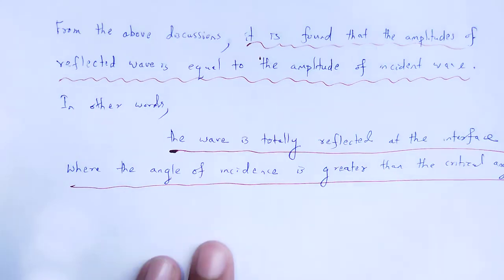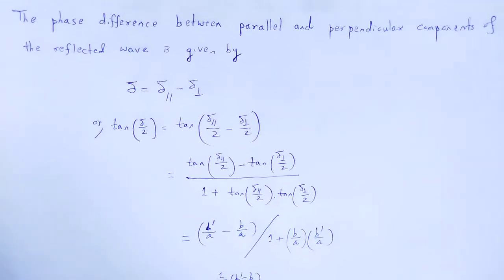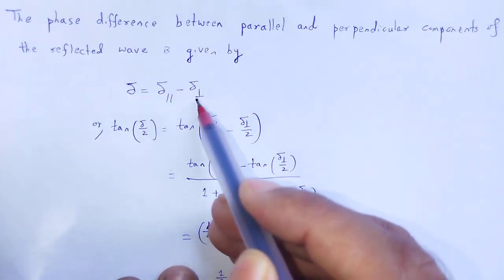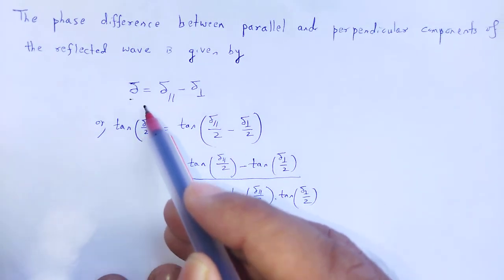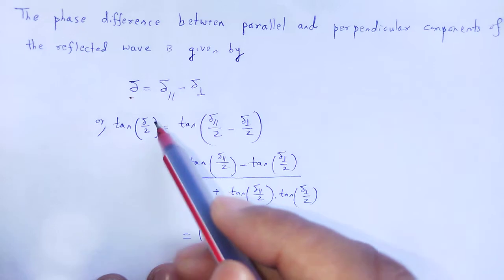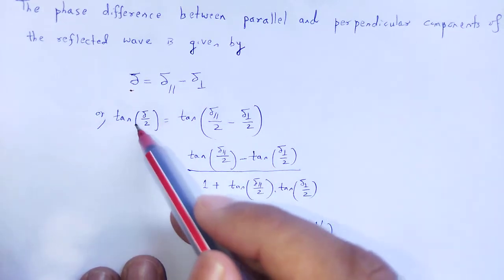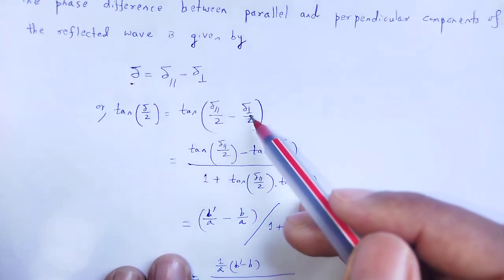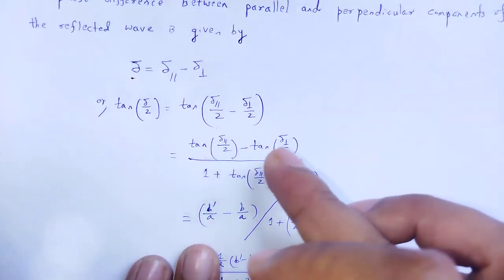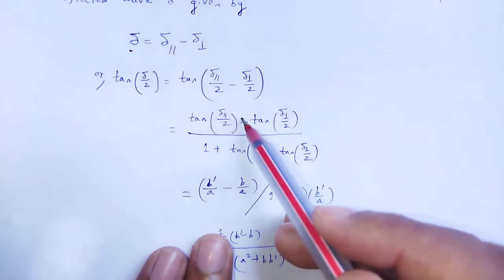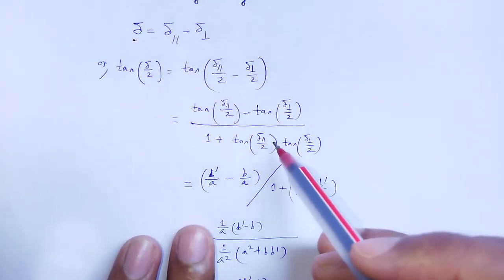Next, the phase difference between parallel and perpendicular components of the reflected wave is given as delta, the phase difference, then that is delta parallel minus delta perpendicular, dividing 2 on both sides. So, delta by 2 is equal to delta parallel minus delta perpendicular divided by 2, and taking tangent on both sides. So, tan delta by 2 is equal to tan of delta parallel by 2 minus delta perpendicular divided by 2, tan A minus B. What is the formula? So, tan A minus tan B divided by 1 plus tan A into tan B. So, that formula is used, tan A minus tan B divided by 1 plus tan A into tan B.